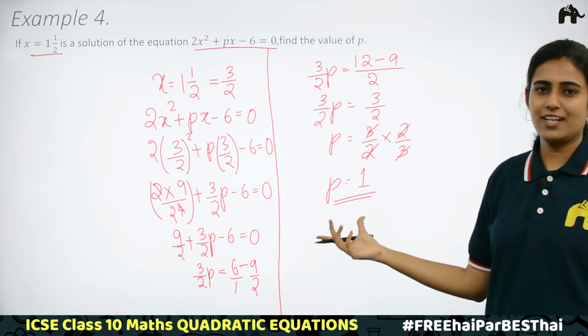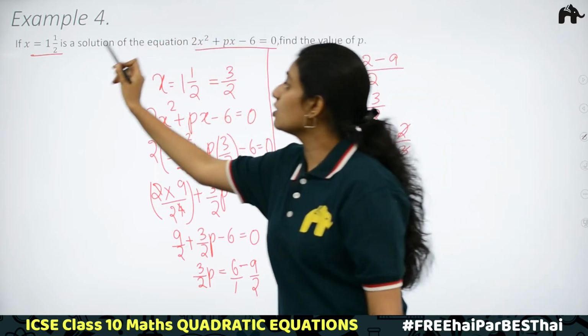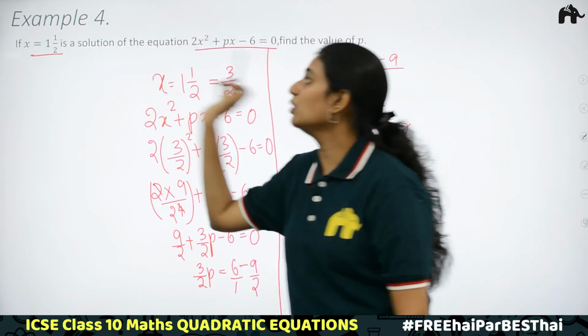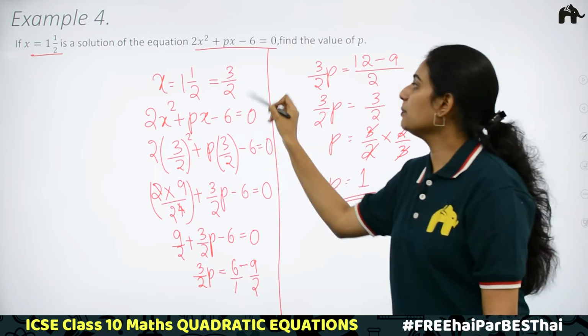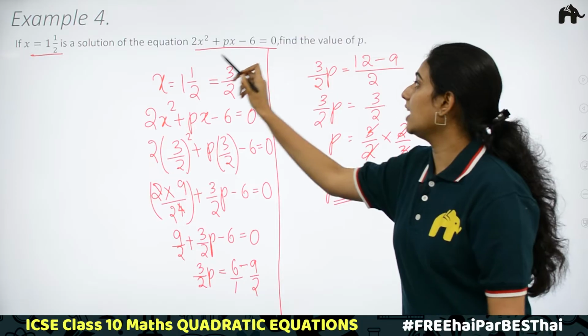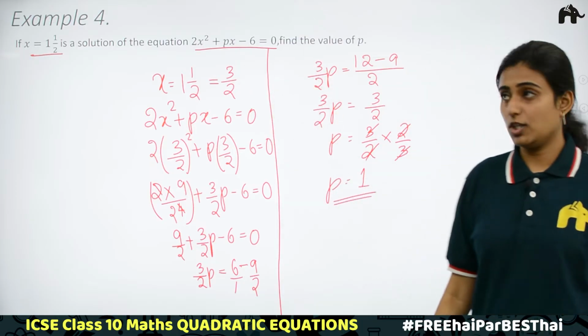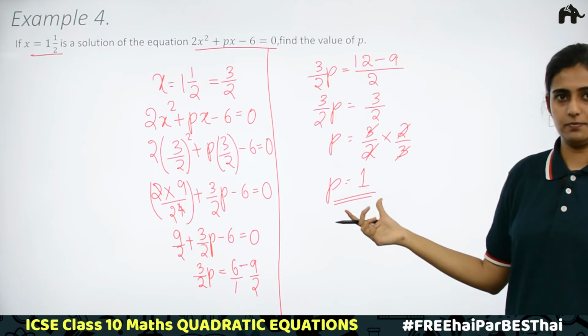Very easy question, right? Here in the given question, it is given the solution. That is x is equal to 1, 1 by 2 is the solution. From which we found the improper fraction of x and substituted the value in the given equation, found the value of P. Here P is equal to 1.